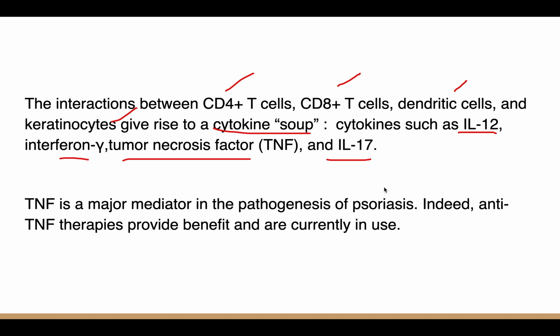TNF is thought to be the major mediator in case of psoriasis. So many anti-TNF therapies also provide benefit and are currently in use. So this was all about psoriasis. The main part is the clinical picture and the histology in psoriasis, which is very diagnostic. This was all about psoriasis.